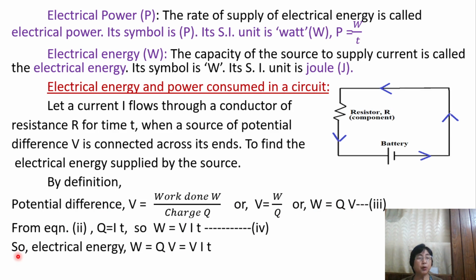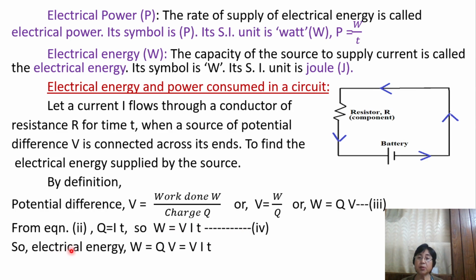Now from equation 2, which we have seen in the last slide, Q is equal to I t. If you substitute for Q here by I into t, we have W is equal to V into I into t. V is already here. In place of Q, we substitute I into t. So we get the relation W is equal to V I t.